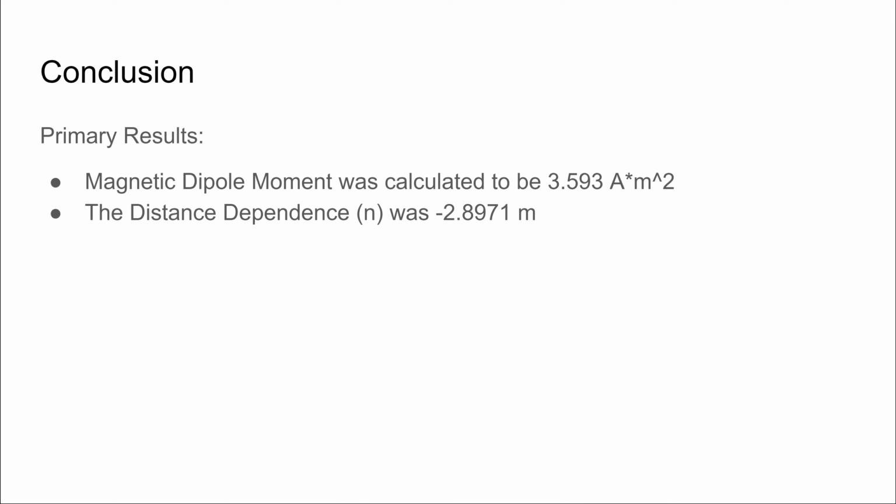Finally, the conclusions. By using the Biot-Savart law and the distance dependence equation for magnetic field, we were able to determine the magnetic dipole moment, calculated to be 3.593 amperes per meter squared, and the distance dependence n, which was minus 2.8971.